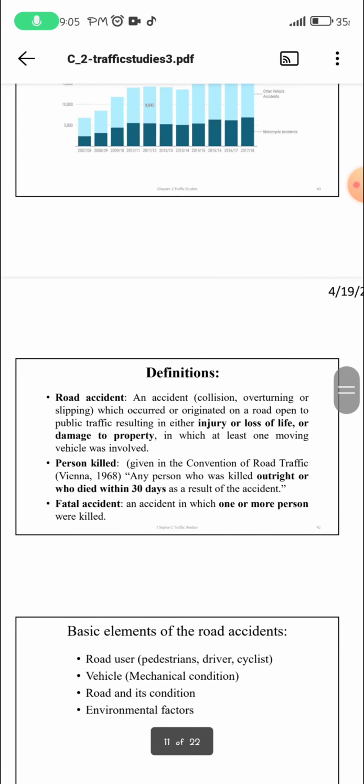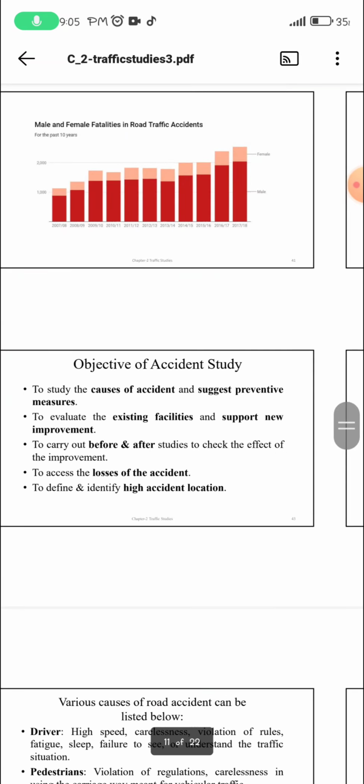Road accident: an accident, collision, overturning or slipping which occurred or originated on a road open to public traffic, resulting in either injury or loss of life or damage to property, in which at least one moving vehicle was involved. Person killed, as given in the Convention of Road Traffic Vienna 1968: any person who was killed outright or who died within 30 days as a result of the accident. Fatal accident: an accident in which one or more persons were killed.